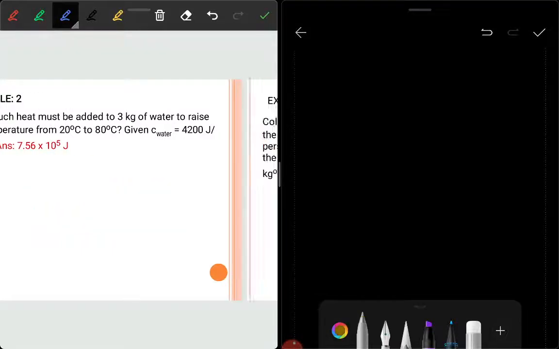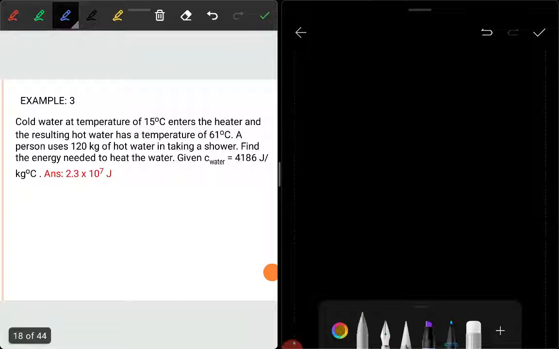Alright, we go to the next example. We still use the same equation. Cold water at a temperature of 15 Celsius degree enters the heater and the resulting hot water has a temperature of 61 Celsius degree. So this is the initial temperature. This is the final temperature.